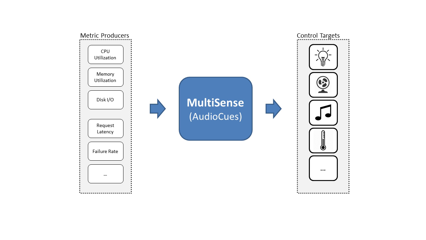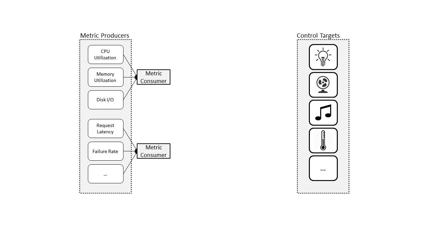AudioCues is our multi-sense prototype for music output. Let's have a look what's inside that blue box. The first component are the metric consumers. These are responsible for collecting monitoring data for different metrics each and passing them on to the metric monitor.